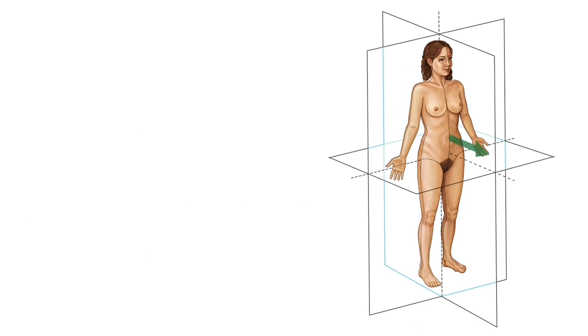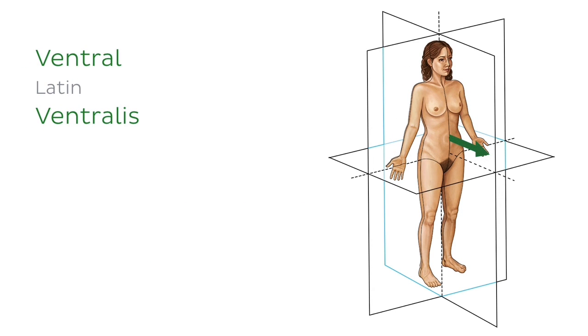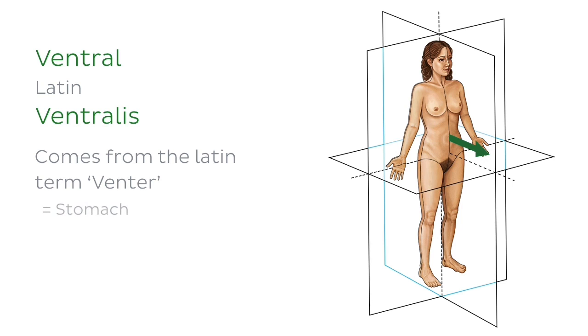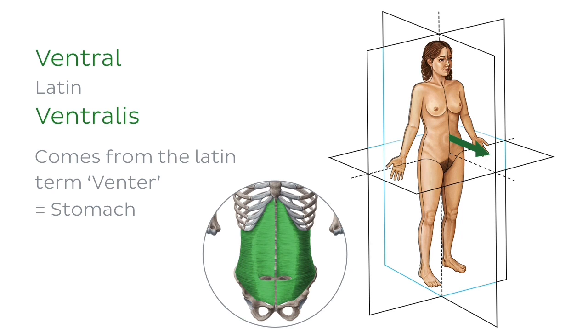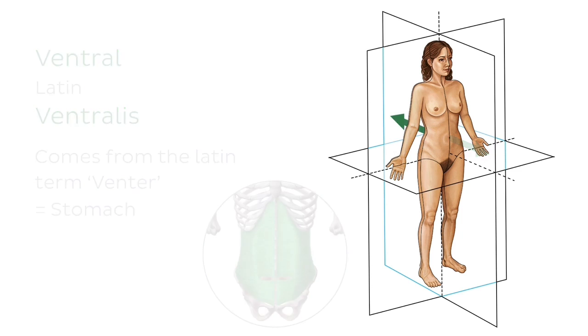Our next term is ventral, which denotes something towards the front of the body. It comes from the Latin word venter, which means stomach, so it literally means towards the stomach. Therefore, it's often used interchangeably with anterior. For example, you can see in the right image the transversus abdominis muscle, which is a muscle of the anterior surface of the trunk, or ventral trunk.